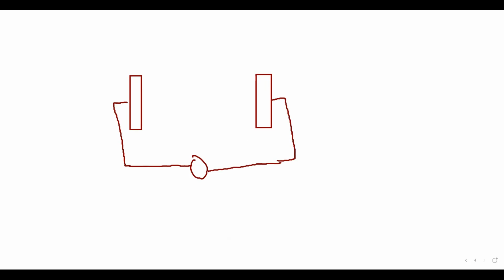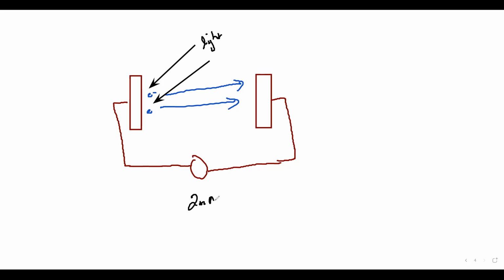When light with a certain frequency, or certain energy, falls on the metal, if the energy of the light is equal to or more than the work function, then electrons will come out and move towards the other side. As these electrons move, there will be a current. So light falls on the metal, electrons come out and start to move, and there will be a current, for example, say 2 milliampere.